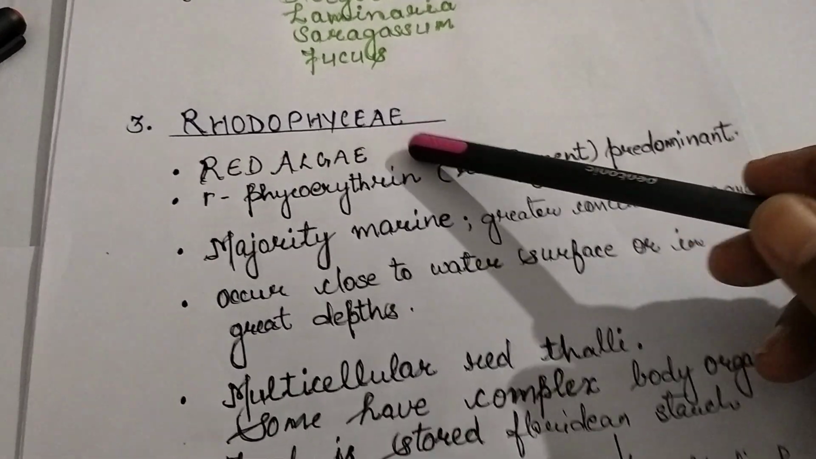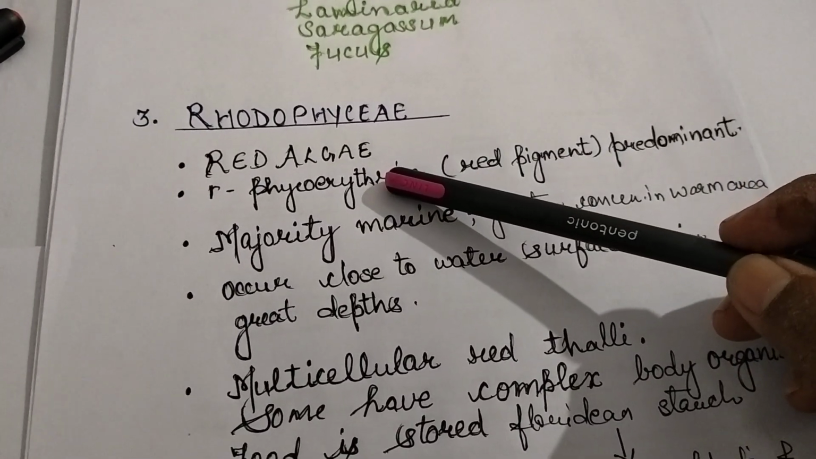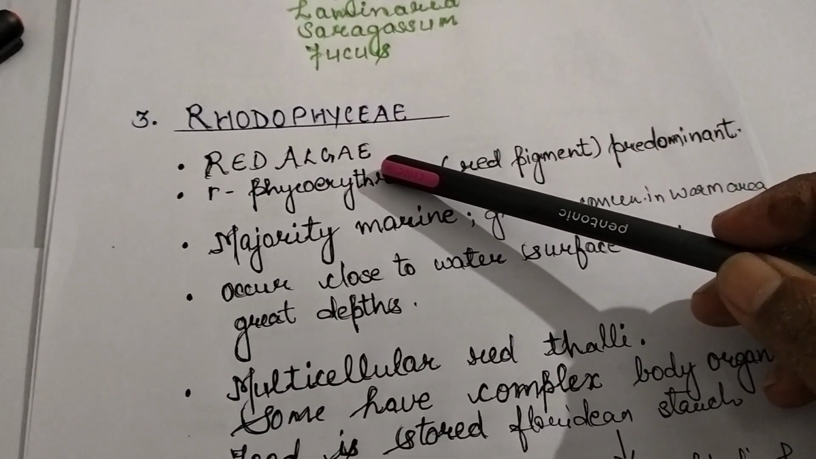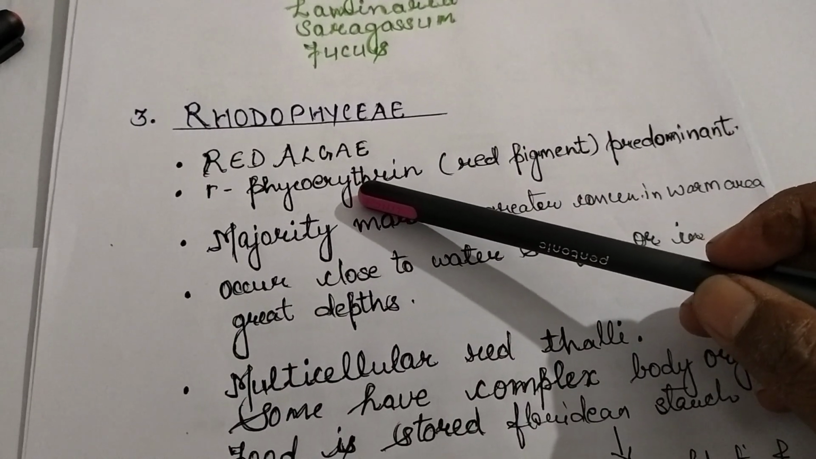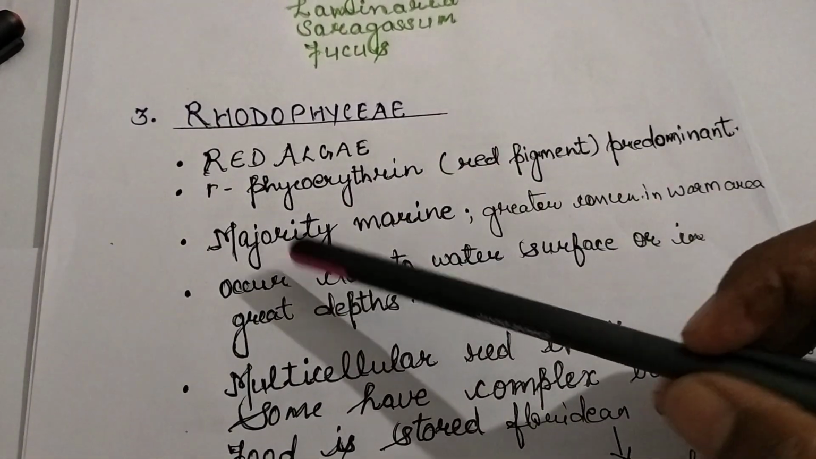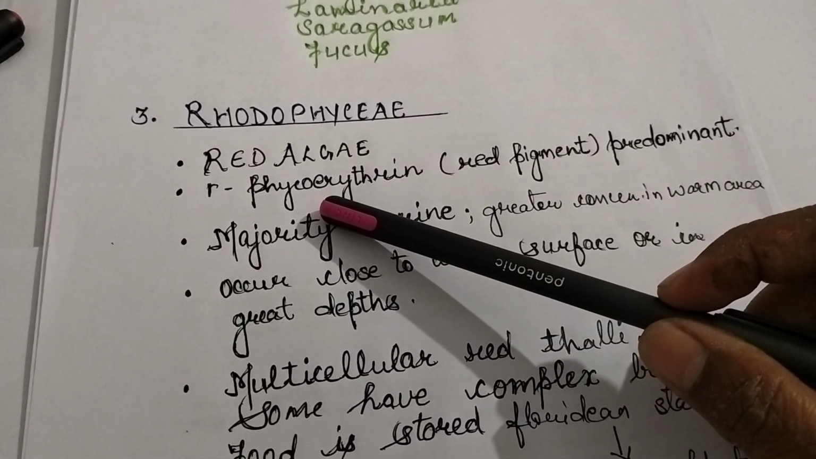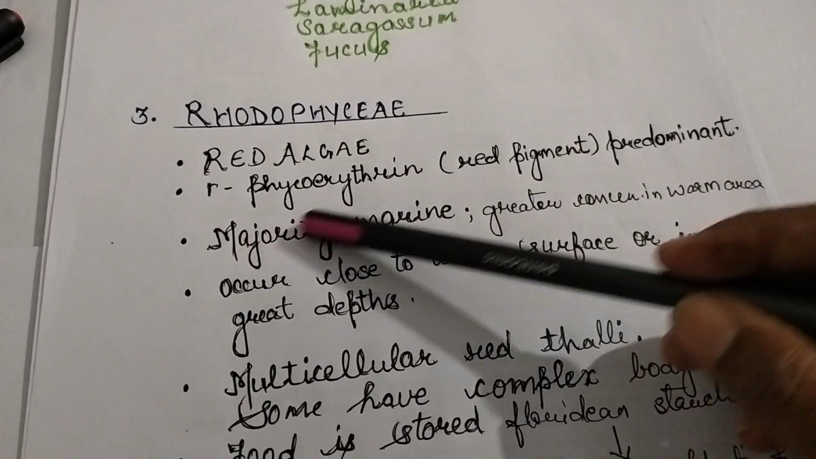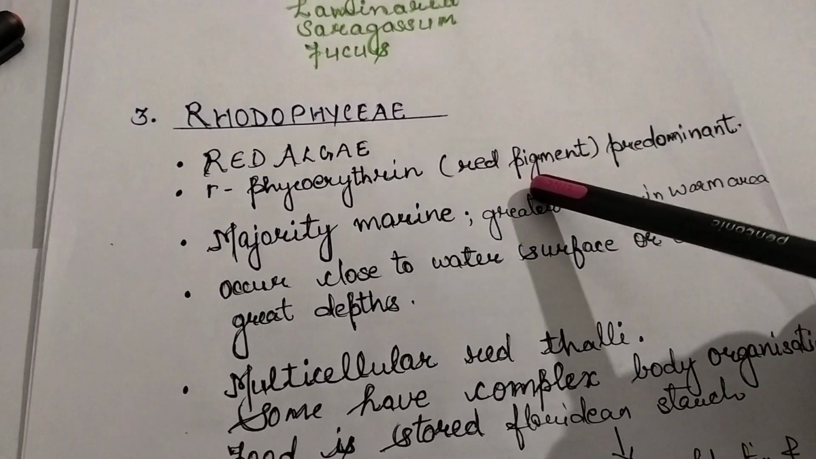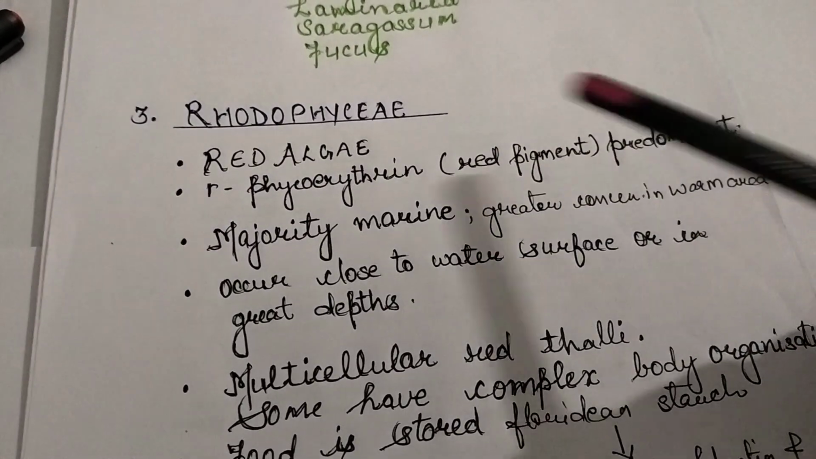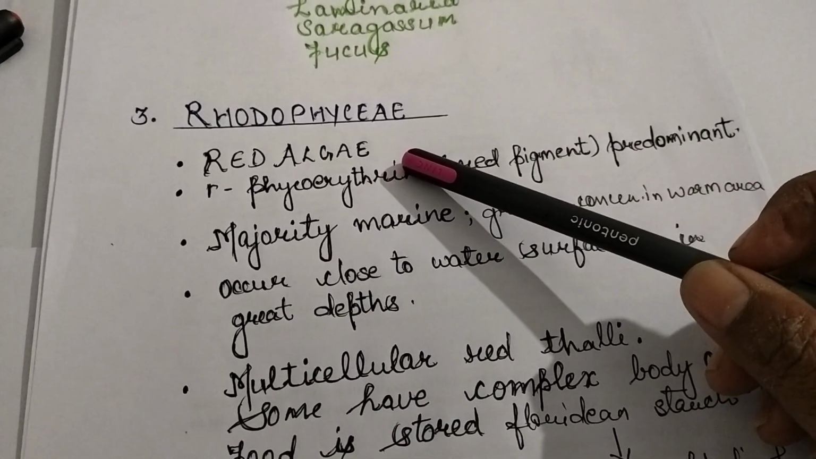Now third class is Rhodophyceae. Members of Rhodophyceae are commonly known as red algae. And why? Because they are red in color. And how? Because of the predominance of this red color pigment, which is R-phycoerythrin. R-phycoerythrin, a red pigment, is predominant in these algae, which gives them red color, and so they are commonly called red algae.